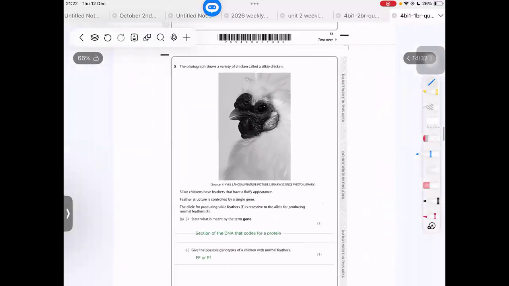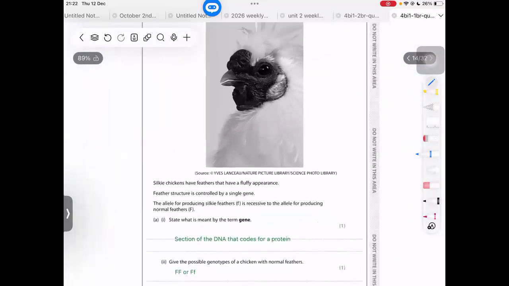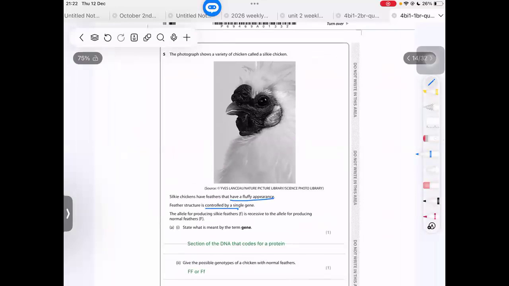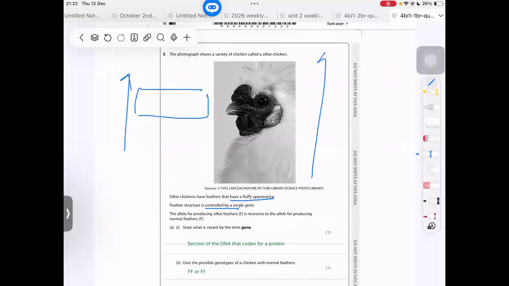Here they have shown us a photograph of a variety of chicken called the silky chicken. Okay, so silky chickens have feathers that have a fluffy appearance. Feather structure is controlled by a single gene, which means it's monogenic. That means some of our features are monogenic, which means they're controlled by only 1 gene. But some of our features could be polygenic. That means they are controlled by more than 1 gene, right?